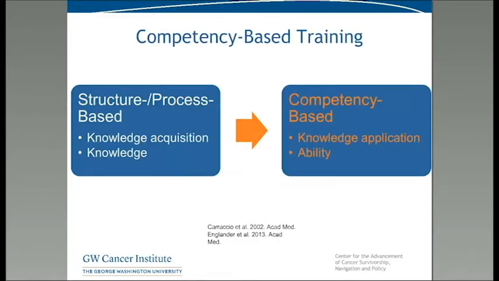Ultimately, we wanted to create a competency-based training. There's been a paradigm shift in health education from structure or process-based education to competency-based education. This means a movement from knowledge acquisition to knowledge application with a focus on improving one's ability. We've done a great deal of work over the last 2 years to transition a topics and knowledge-based training to a competency-driven training, and I'll walk you through what we've done so far.